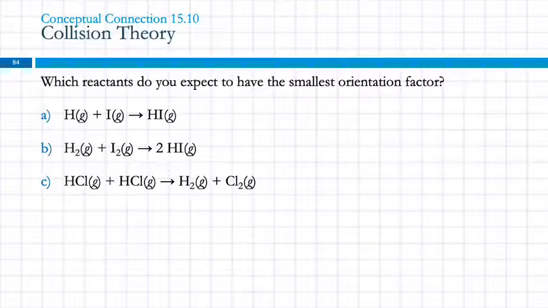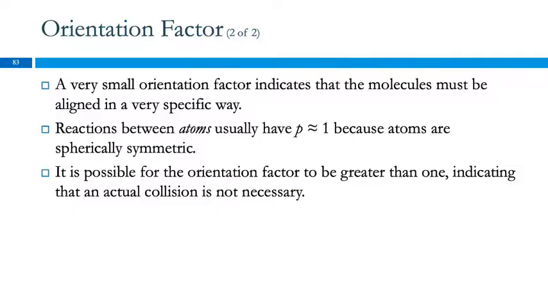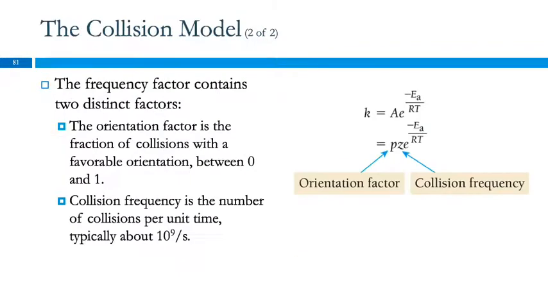So first of all, we have to remember what the orientation factor is, and what is a big factor and what's a small factor. What do those things mean? The orientation factor is a fraction indicating how many of the collisions are in the correct orientation, right? Going back to this, the fraction of collisions with a favorable orientation. So if it's high, that means that almost all of them are going to be lined up right. If it's small, close to 0, that means that most of them are not going to be right.